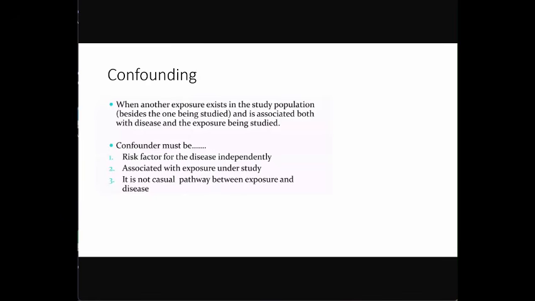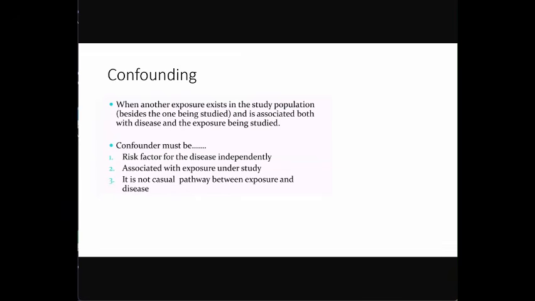So those examples are clearly given. When another exposure exists in the study population, that's the confounder, besides the one being studied, and it's associated with both the disease and the exposure being studied. So these are the conditions for a confounding factor. The risk factor of the disease must exist independently, right? For instance, age is a risk factor. It exists associated with the exposure under study.